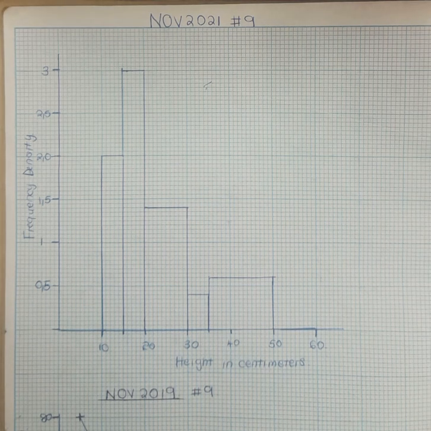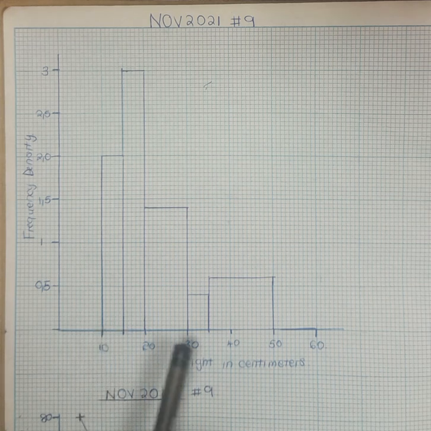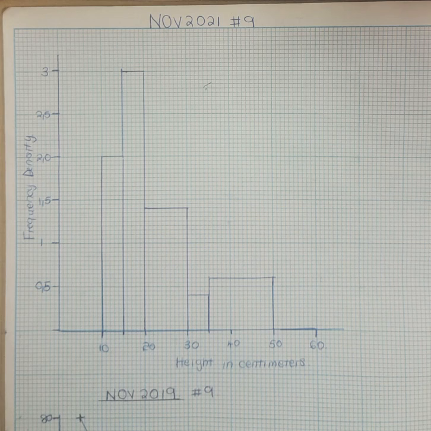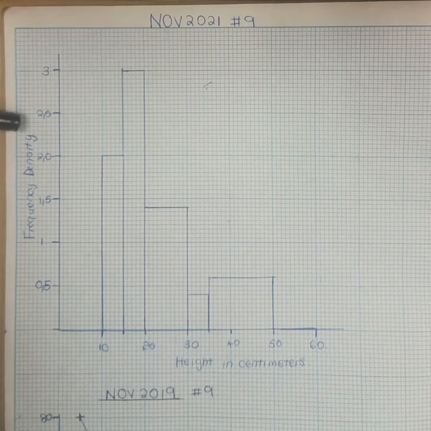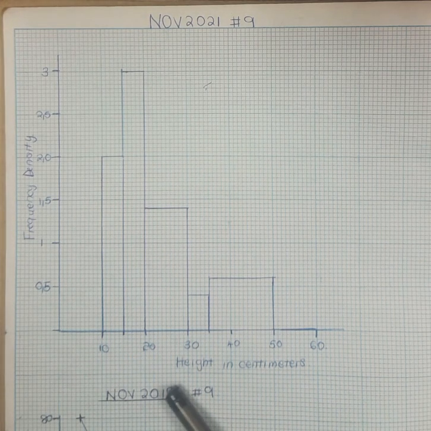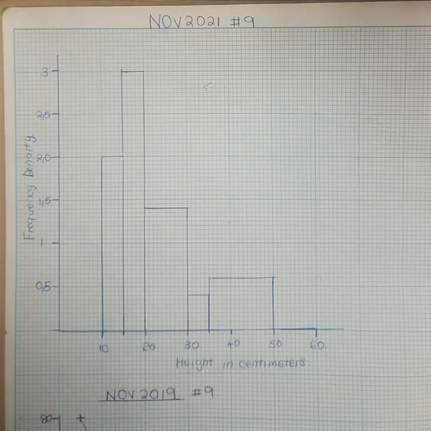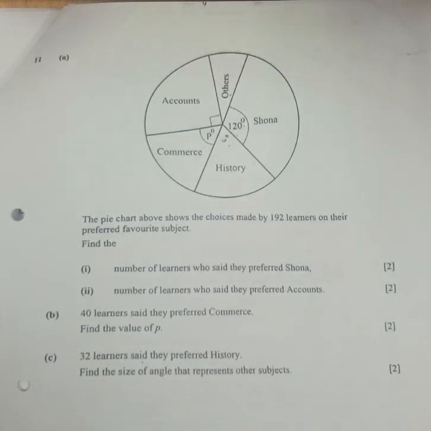And then the last question was on representing our solution on a histogram. So you need to know that in a histogram, the bars are going to have no space between them, and our bars are going to have different widths and different heights, and you need to label correctly. Here is where we are going to have our frequency density, and here we are going to have the quantity that is being analyzed.